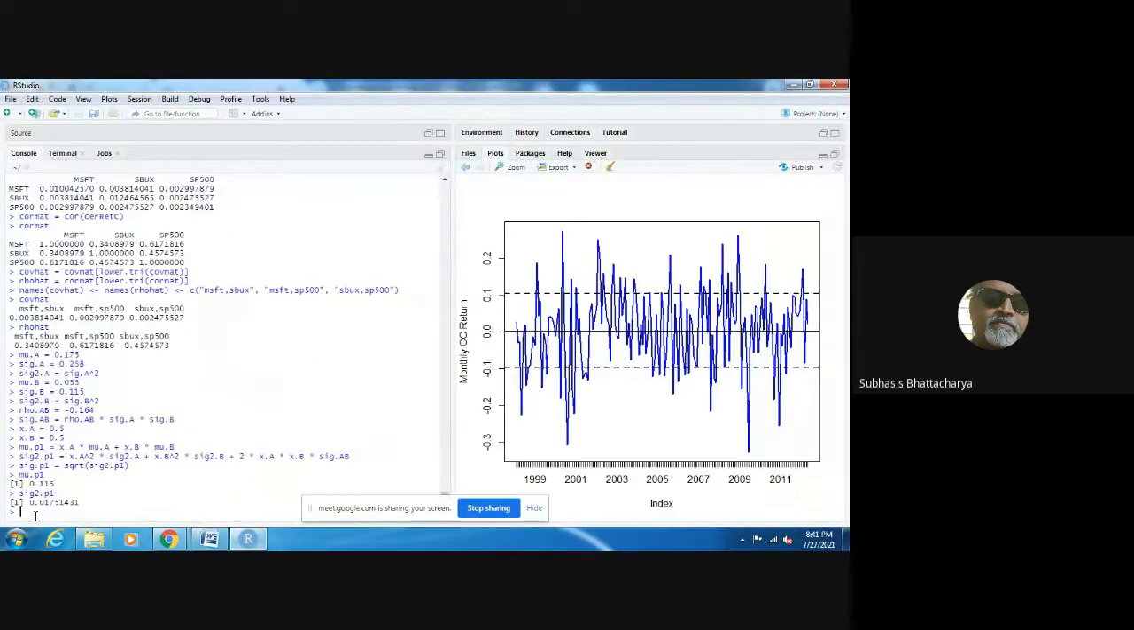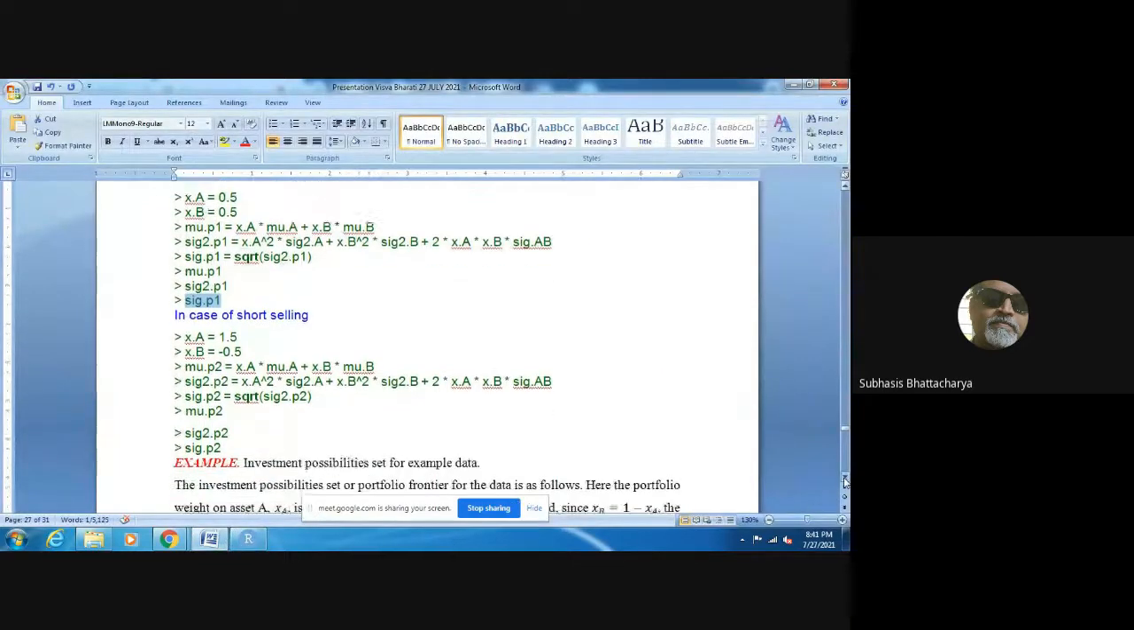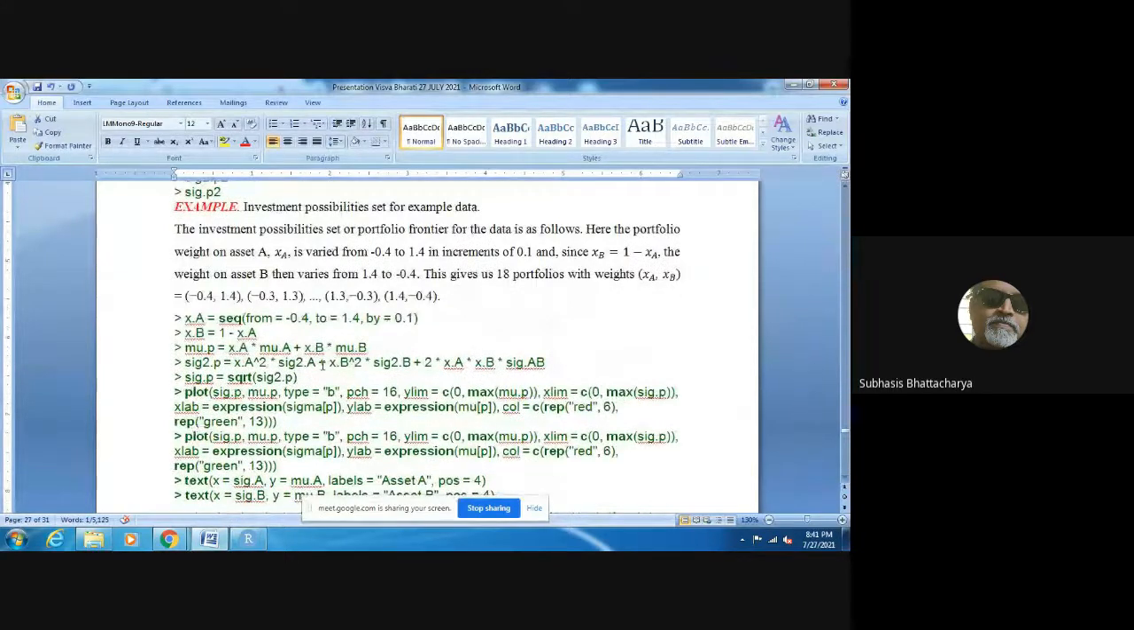So if short selling is allowed, this kind of thing means I am returning this from the other. If the investment possibilities are like this, suppose in the last example, I will end with this one. Suppose the sequence is from -0.4 to +1.4. These are my distributions of the percentage of shares, that is, what amount of my wealth I will put in XA and what remaining will be in XB.